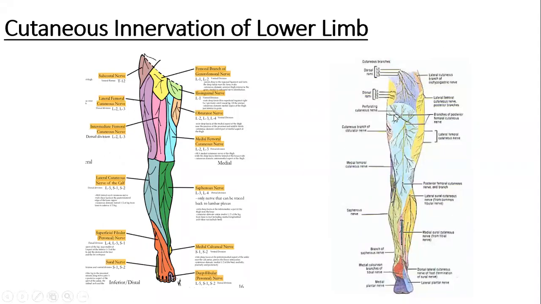In the posterior aspect of the lower limb, we have in the uppermost part an area supplied by the branches from the posterior femoral cutaneous nerve. The posterior femoral cutaneous nerve is a branch from the sacral plexus. This nerve is commonly asked as an SAQ and MCQ in university examinations. It is formed by the anterior and posterior divisions of the anterior rami of S1, S2 and S3.